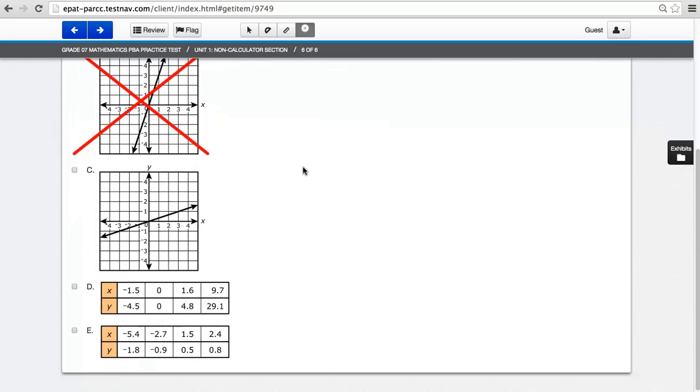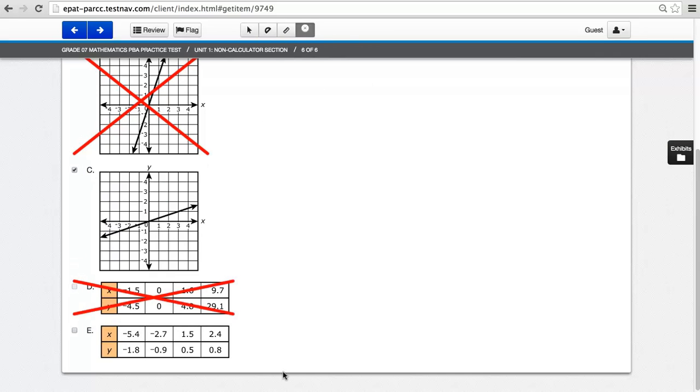Answer choice C, it does pass through the origin, and the slope is up 1 over 3, so I'm going to select my pointer tool and select answer choice C. Answer choice D, even though it does pass through the origin, if you work this out using the slope formula, y2 minus y1 over x2 minus x1, you'll get that it's going to be y is equal to 3x as the slope, so it's actually not answer choice D.